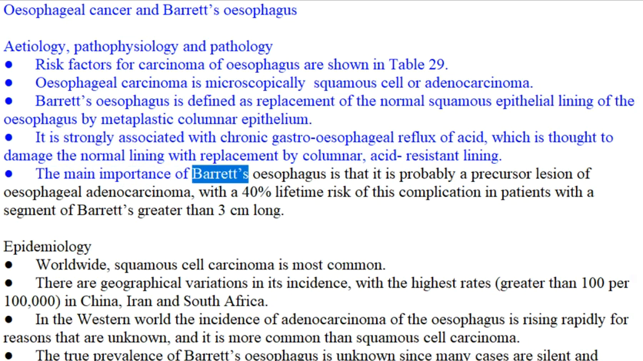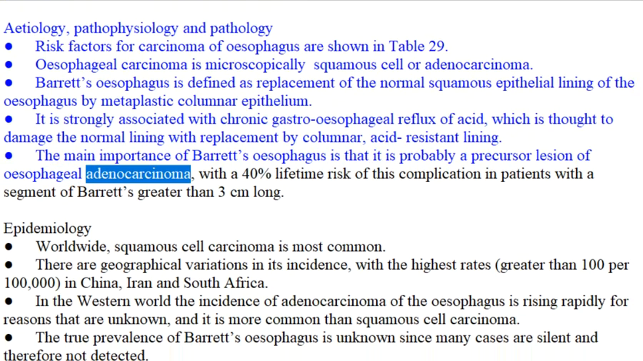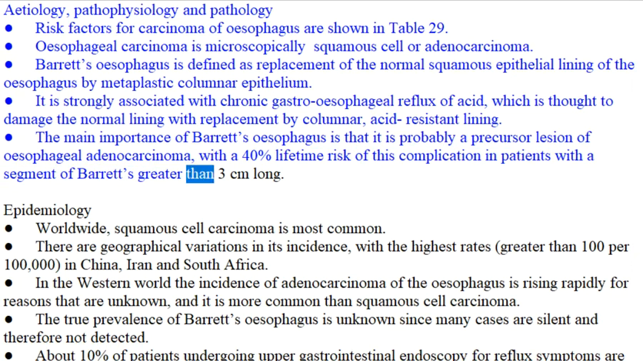The main importance of Barrett's esophagus is that it is probably a precursor lesion of esophageal adenocarcinoma, with a 40% lifetime risk of this complication in patients with a segment of Barrett's greater than 3 cm long.